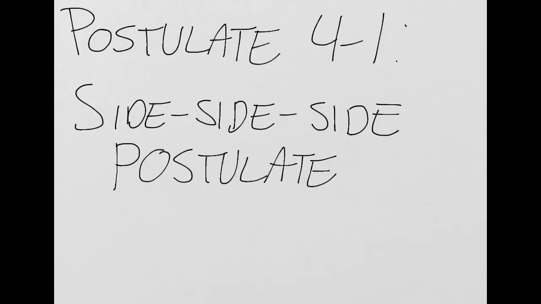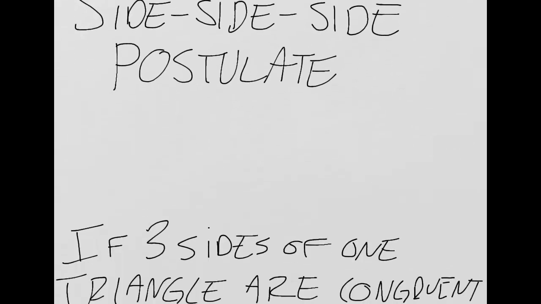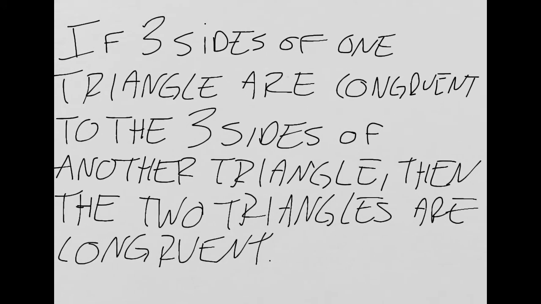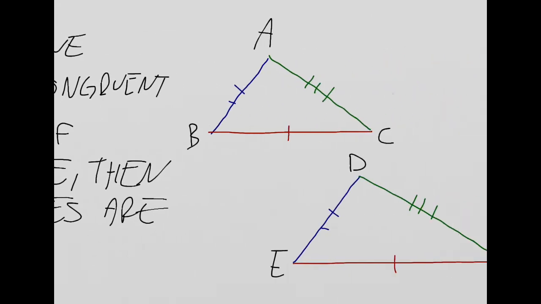So first up is postulate 4-1. This one is called the side, side, side postulate. So this one says that if three sides of one triangle are congruent to the three sides of another triangle, then the two triangles are congruent. So let's take a look at how we would apply this.